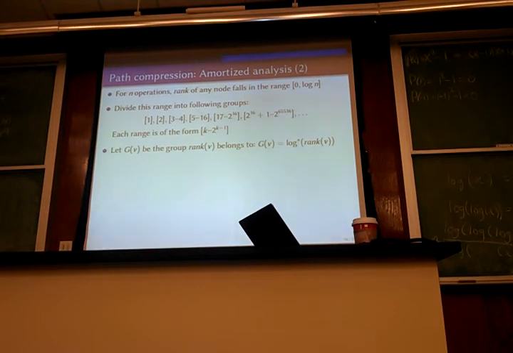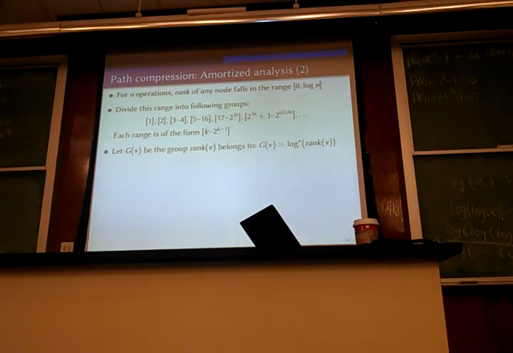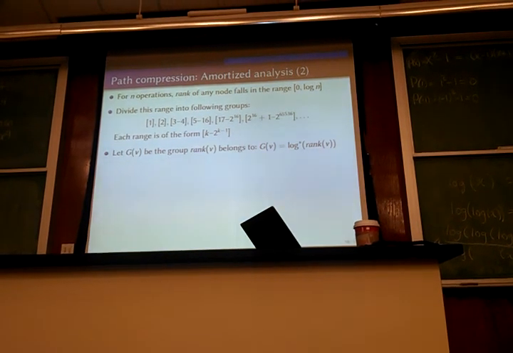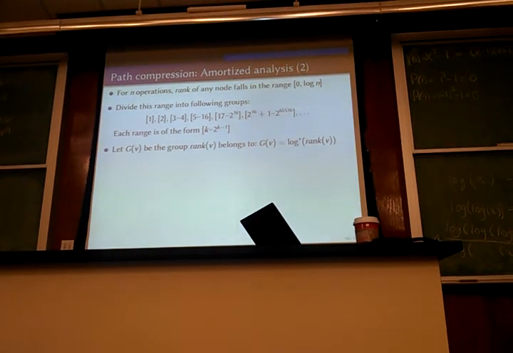If the rank is 1, then it's in the first group. If the rank is 2, it's in the second group. If the rank is 15, it's in the fourth group, right? And if the rank is 100,000, then it is in the sixth group.